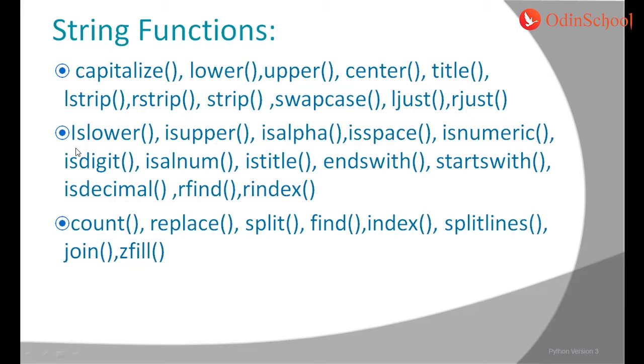The second is the is lower, is upper, is alpha, is space, is numeric, is digit, is alphanumeric, is title, ends with, starts with, is decimal, r find, r index. These all are the checking based functions.